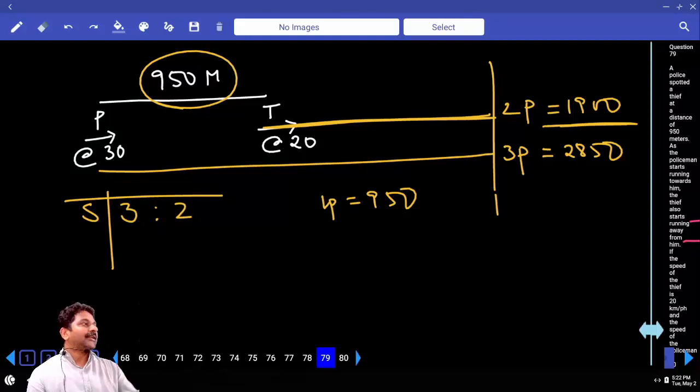So you don't have to calculate time, you don't have to calculate distance. Speed conversion from kilometer per hour to meter per second, nothing doing, not required. Speed ratio 3:2, distance ratio 3:2. Already the gap is 950, which is 1 part, so 2 parts is 1900. Close. Done.